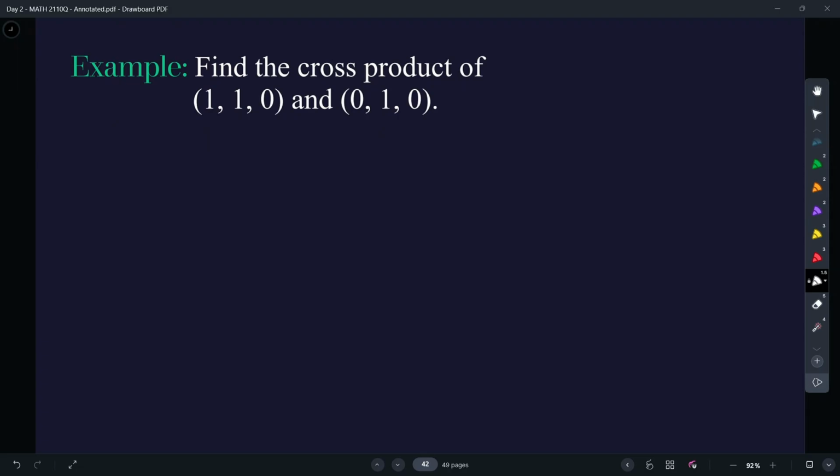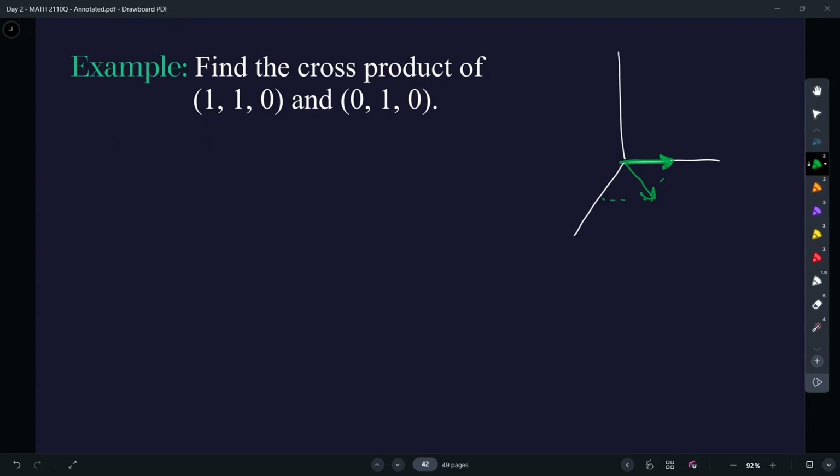I can tell he's right because if I draw those two vectors, where are they? (1, 1, 0) is here, and you can see it's on the xy plane. (0, 1, 0) is here, and that is on the xy plane. So those two vectors are flat. If I take any vector that is perpendicular to the xy plane, that will be perpendicular to both. So (0, 0, 1) works as a perpendicular vector.